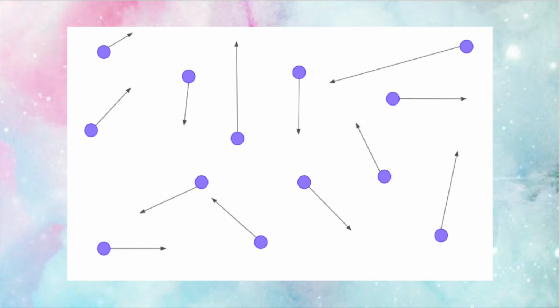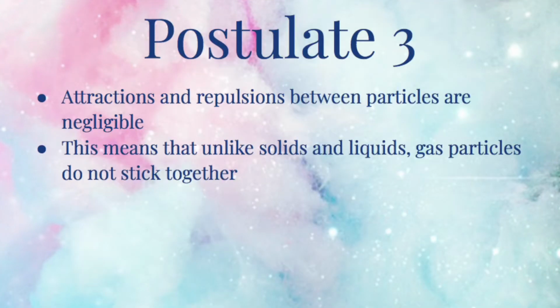arrows to represent that the molecules are in constant motion. Notice that they are all going in different directions to represent that their motion is random and that they are traveling in a straight line. The third postulate identifies how attractions and repulsions between particles are negligible, meaning they take no significance in the relation of a gas. This means that, much unlike solids and liquids, gas particles do not stick together. This is because attractions are negligible and therefore particles don't feel the attraction.